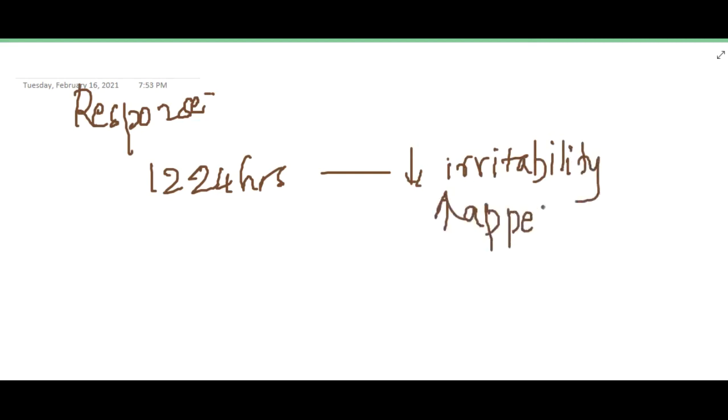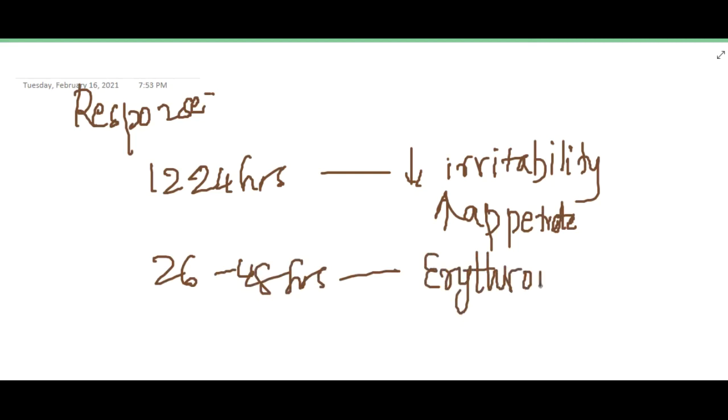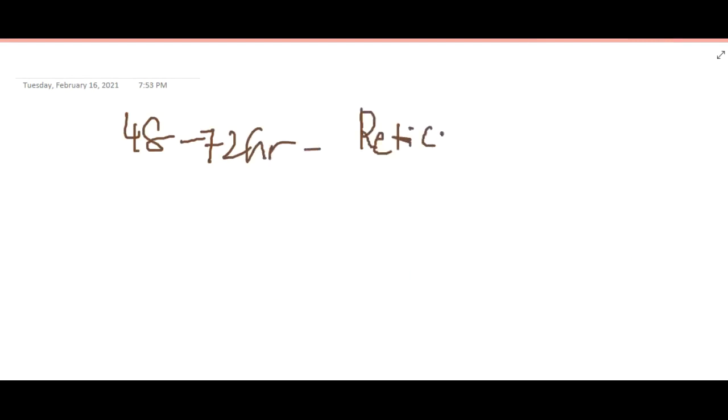Then the response to iron therapy in iron deficiency anemia: at 12 to 24 hours, first there is a decrease in irritability and increased appetite. From 24 to 48 hours, erythroid hyperplasia is seen. Then from 48 to 72 hours, reticulocytosis is seen.